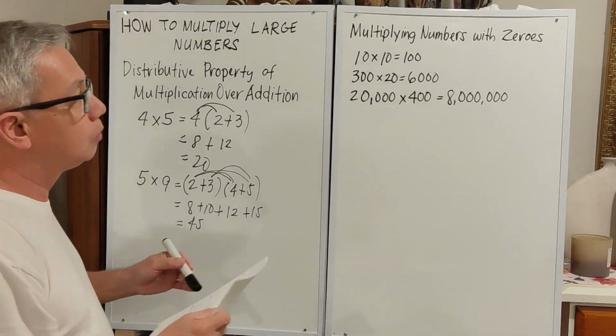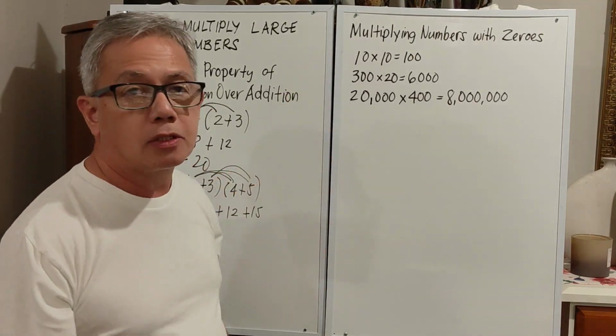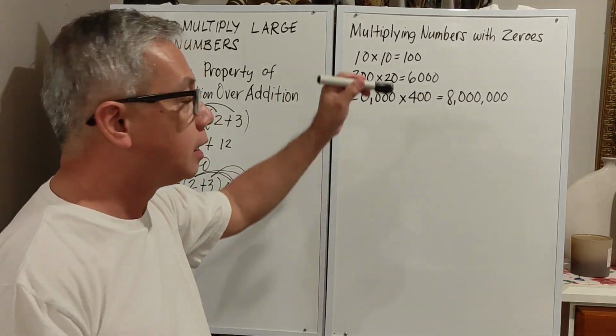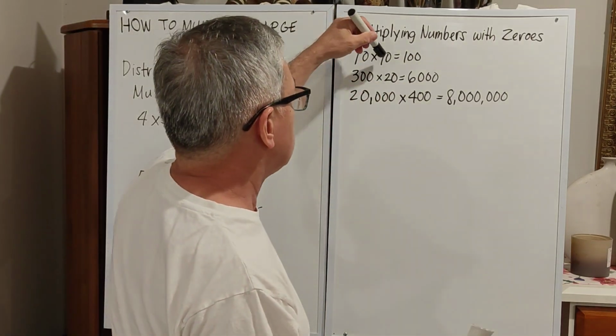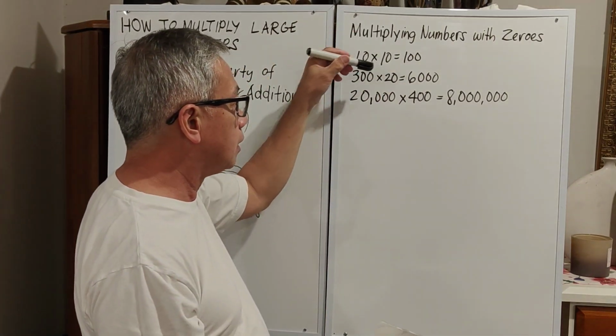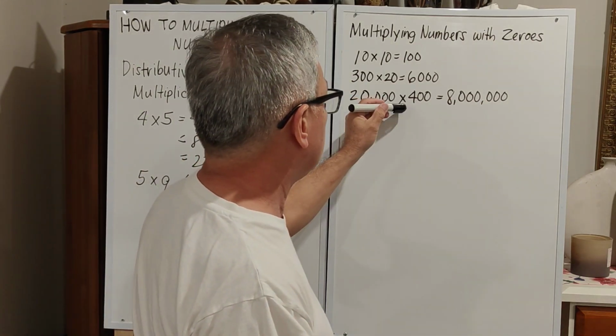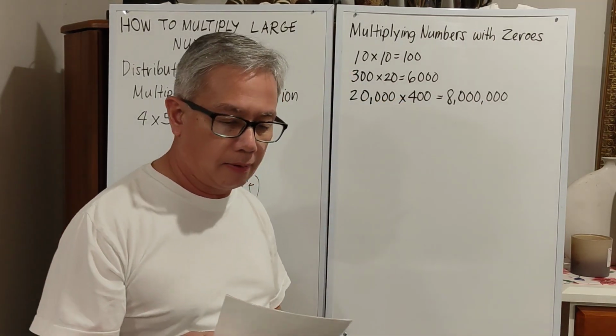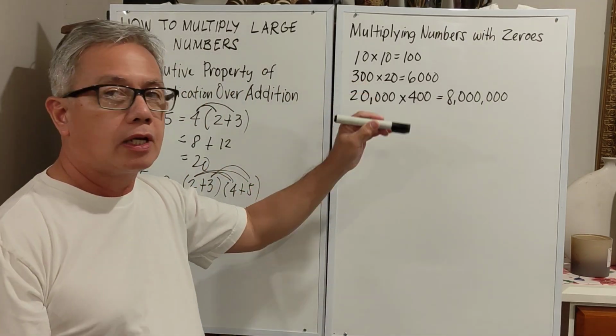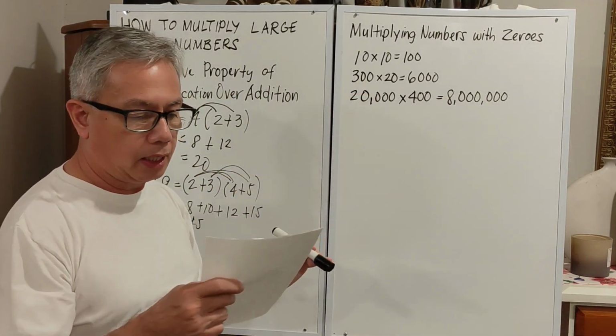Now we move on to multiplying numbers with zeros. So here are some examples. 10 times 10 is 100. 300 times 20 is 6,000. 20,000 times 400 is 8 million. From this, we can make a generalization or shortcut.